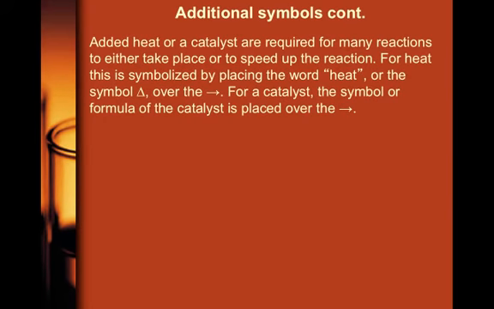Some additional symbols. A lot of times you have to add heat to a reaction, and so we have symbols for heat. We also have a symbol for a catalyst. If those are used in a chemical equation, we can indicate that as well. The heat symbol is the triangle, and it's placed on top of the arrow, like right there. For the catalyst, you would use the formula of the catalyst and place it over the arrow as well.